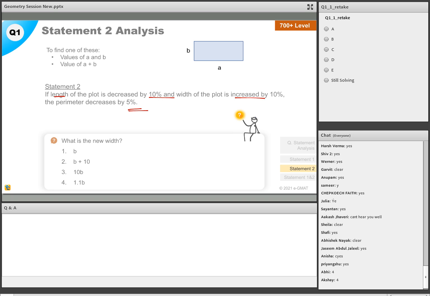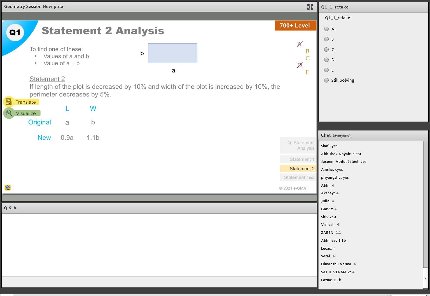What would be the value of the new width? Absolutely correct. It's equal to B plus 10% of B, which is 1.1B. Okay, so I essentially now have the new length and width. Since the original length was A and the width B, the length decreased by 10%, so it became 0.9A. The width increased by 10%, so it became 1.1B.